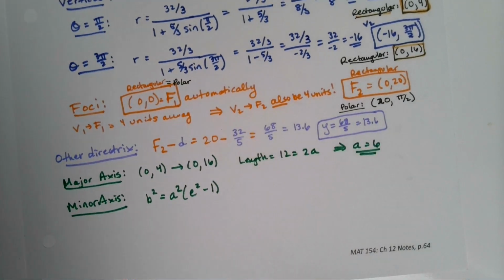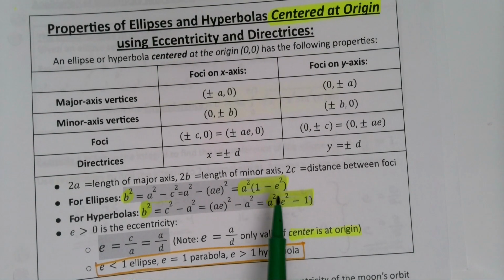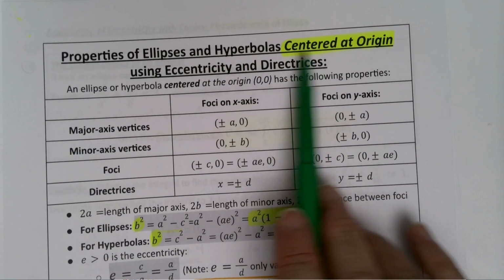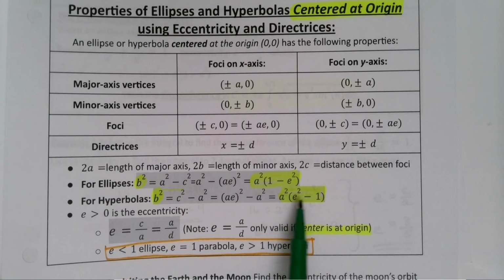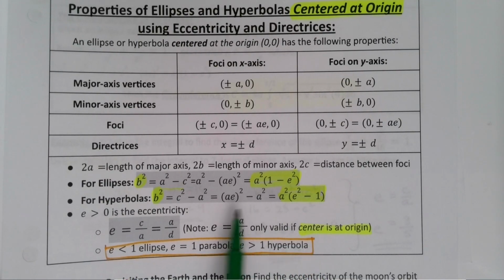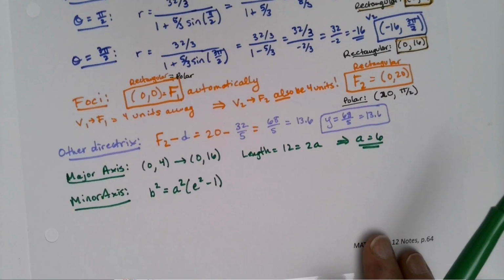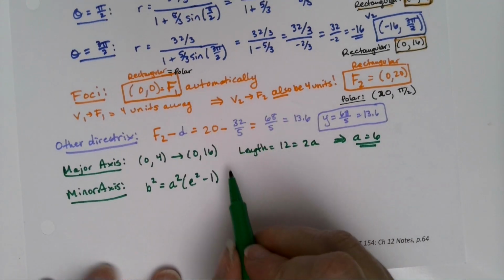Now if you're wondering, where in the world did that come from? We already had it, right? It's properties of ellipses and hyperbola centered at the origin. When you're dealing with a hyperbola, b squared is a squared times the eccentricity squared minus 1. All right, it was right there.